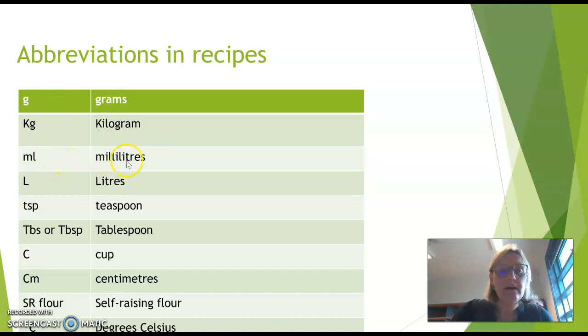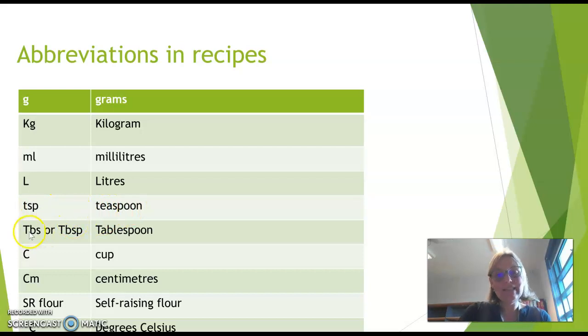Milliliters, we needed, sometimes it'll say 250 mils of water or chicken stock or milk. And then there's also liters. If you're cooking in big quantities, it might say that. Sometimes it even says half a litre. So it's good to know that 500 mils is half a litre.